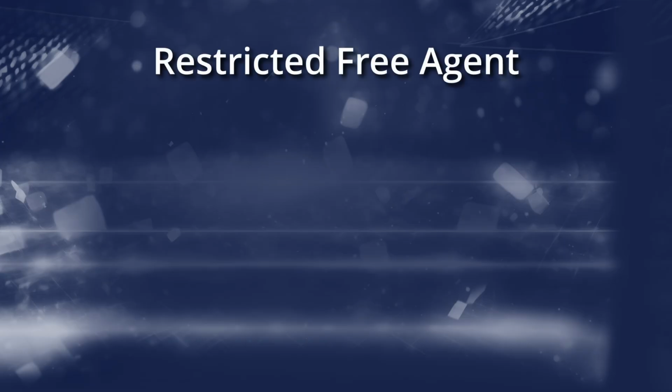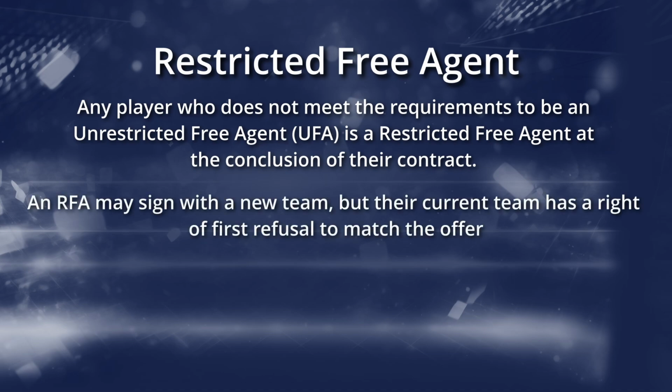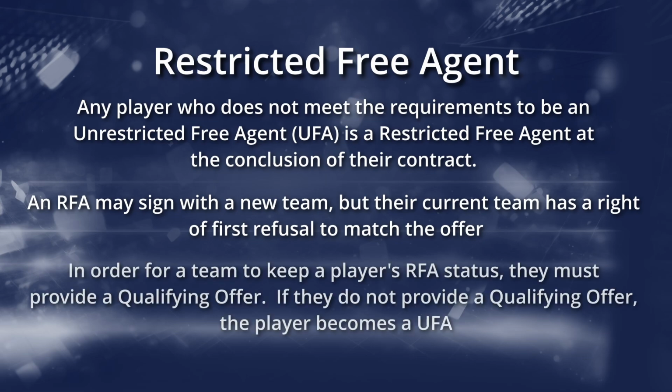Next, let's talk about restricted free agents, or RFAs. Unlike UFAs, RFAs are younger players who are still linked to their current team. If you want to sign an RFA, you'll need to make an offer, and then their current team will have a chance to match that offer. If they do match, the player stays with them. But if they don't, you'll get the player, though you may need to give up some draft picks as compensation. This is what's called an offer sheet.